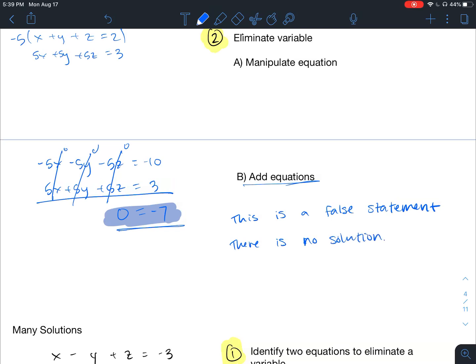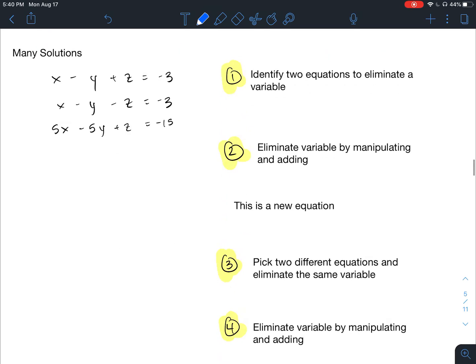All right, so that wasn't too bad. Okay, we're going to do one more example covering infinitely many solutions and what that will look like. Again, we're going to follow the same exact process. Identify two equations, eliminate a variable, pick another two equations, eliminate a variable, and then take those two equations, eliminate a variable, solve for one, and work our way back. So let's identify two equations.